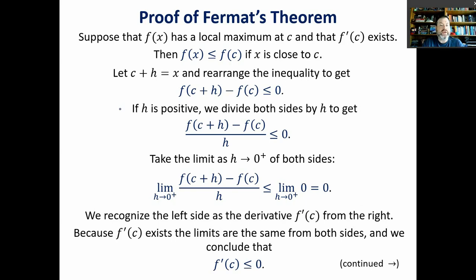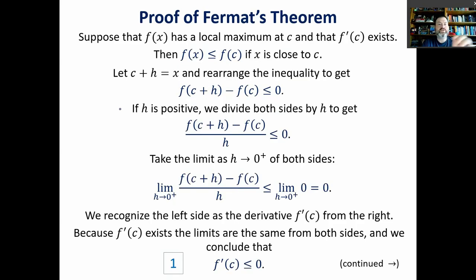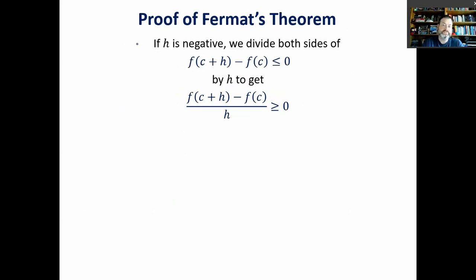What we're going to do now is look at the other case. The thing at the bottom is equation 1. The derivative has to be negative or 0. Now what happens if h is negative? What happens if we come in from the left side of this local maximum? So we divide both sides of the equation we developed on the previous slide by h, but this time because h is negative, we have to flip the sign on the inequality. Anytime you divide by a negative number in an inequality, all the signs flip.